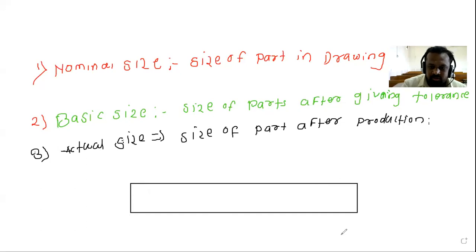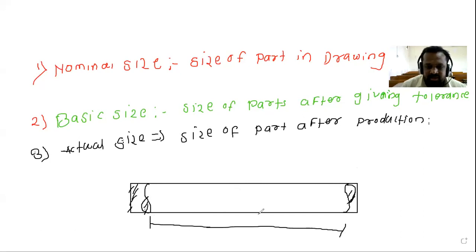Suppose you have to try to understand this. This is the shaft we have to manufacture. So you don't consider this part. Now see, this is the shaft we have to manufacture, and in that drawing, if we have to show the dimension like this, it is 30 mm. Sorry, the diameter of the shaft will be 30 mm.